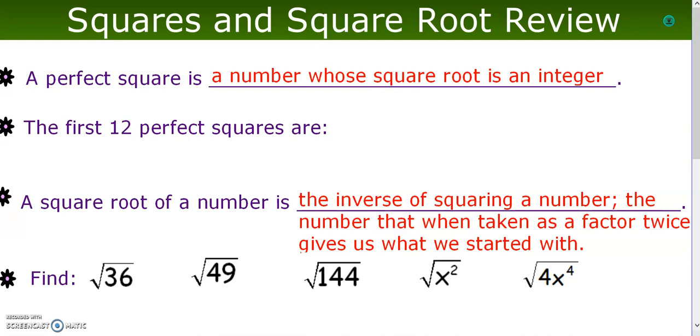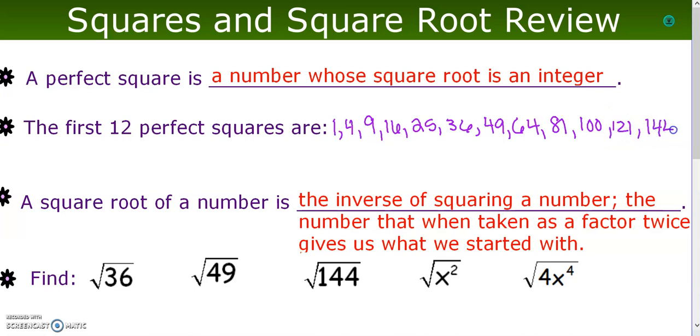There's a couple of things that we've already looked at when we started our review of radicals. A perfect square is a number whose square root is an integer. We can write down our first 12 perfect squares. The first one is 1, and then 2 times 2 is 4, 3 times 3 is 9, 4 times 4 is 16, 5 times 5 is 25, 6 times 6 is 36, 7 times 7 is 49, 8 times 8 is 64, 9 times 9 is 81, 10 times 10 is 100. We have 121 and 144. So those are the first 12 perfect squares. You can either memorize them or generate that list.